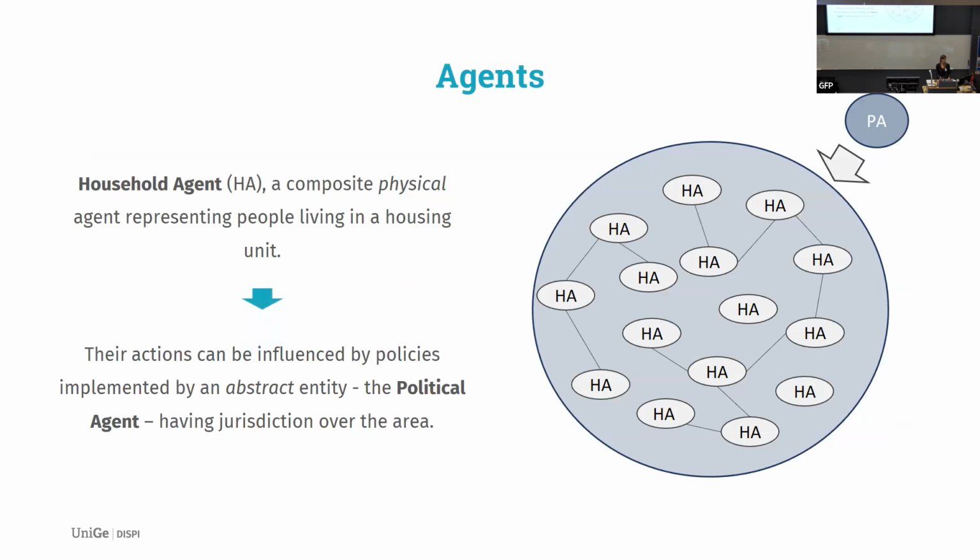Agents in this case are of two kinds. On the one hand, we have household agents. So based on the data of the questionnaire, we are representing these composite physical agents. So we are using the data of the questionnaire to represent the whole population of this location. And on the other side, we have the political agent, which is implementing policy to address the problem of displacement.